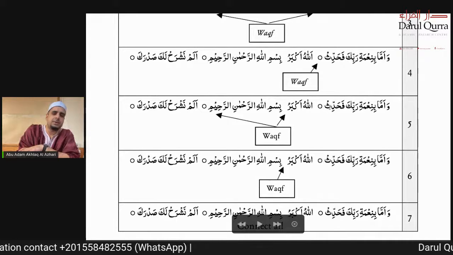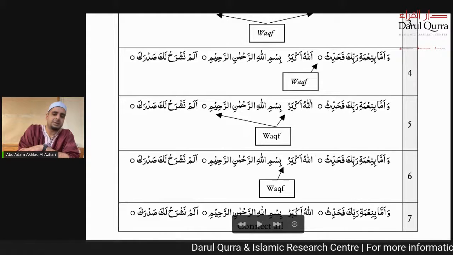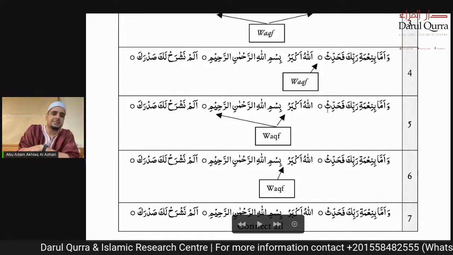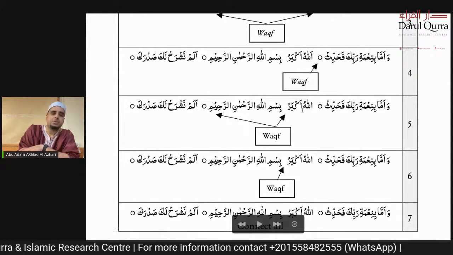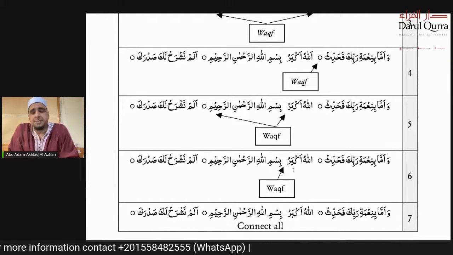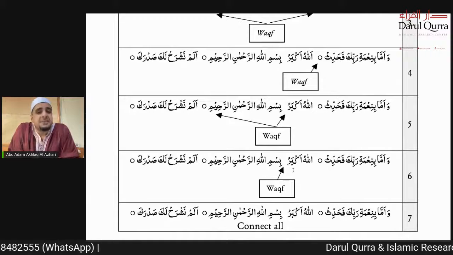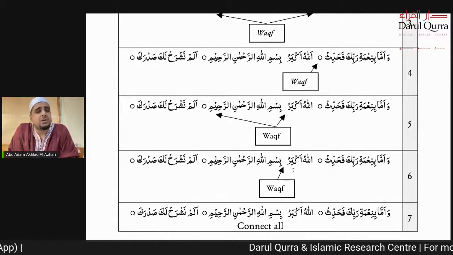Remember how we done it before? We're going to be giving the tha a kasra. We're going to be reading Allah subhanahu wa ta'ala's name in the takbir with an empty mouth, because it's kind of a kasra prior to Allah. وَأَمَّا بِنِعْمَةِ رَبِّكَ فَحَدِّثِ اللَّهُ أَكْبَرُ.